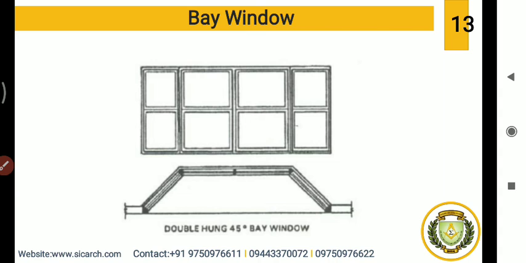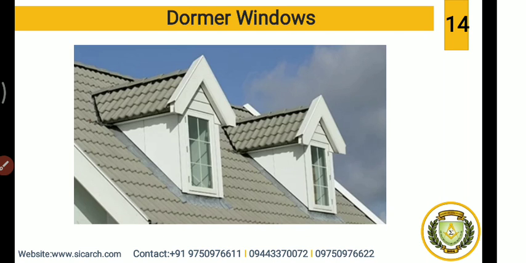This is how to draw a plan of a bay window. This is a projected window. Here you can see the frames. This part can be used for seating. Next is the dormer window. A dormer window is used on a sloped surface, like a sloped roof.